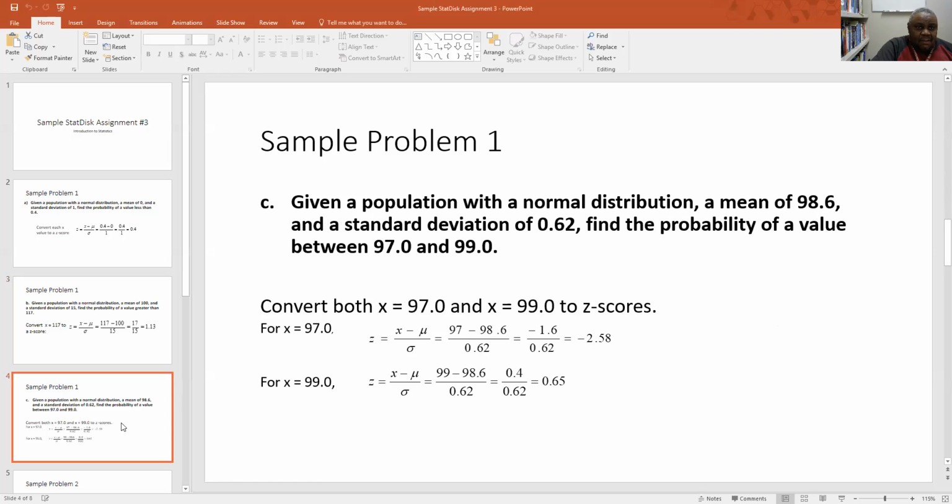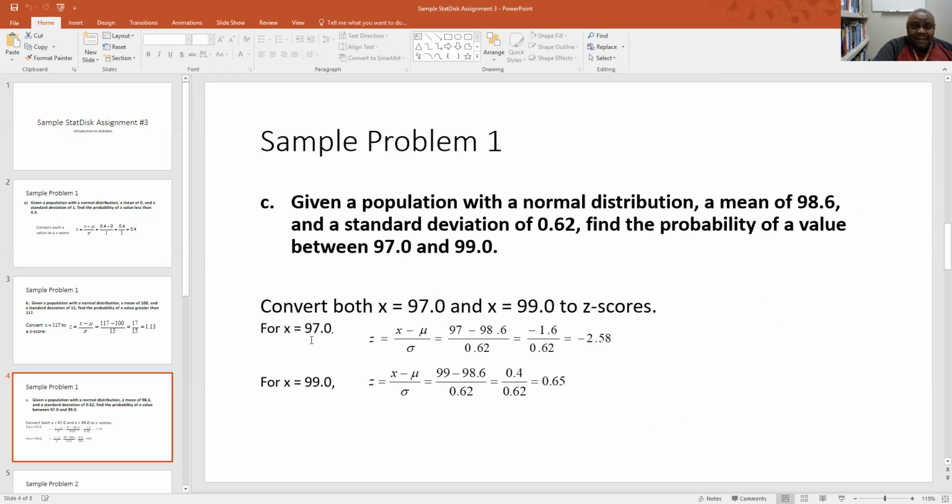Okay, we're going to continue on with part C. Given a population with a normal distribution, a mean of 98.6 and a standard deviation of 0.62, find the probability of a value between 97 and 99.0. Here we're finding the probability between these two numbers, 97 and 99.0. Both of these numbers we must convert to z-scores.